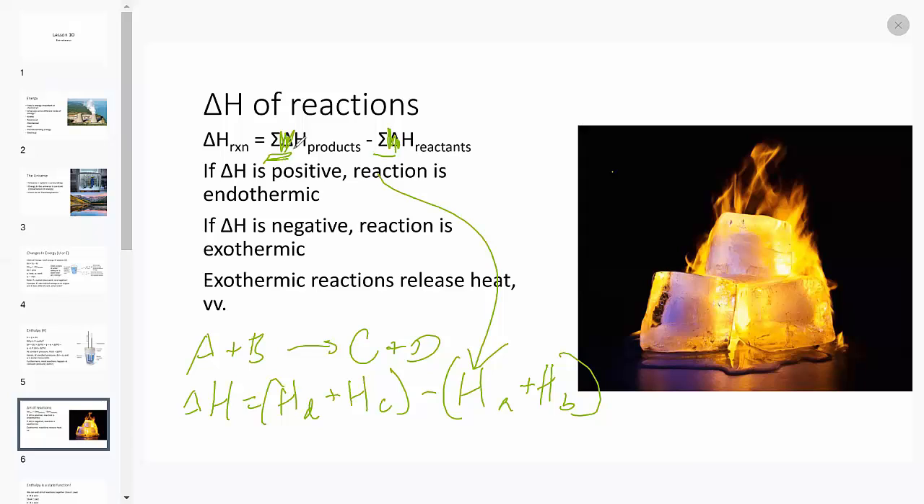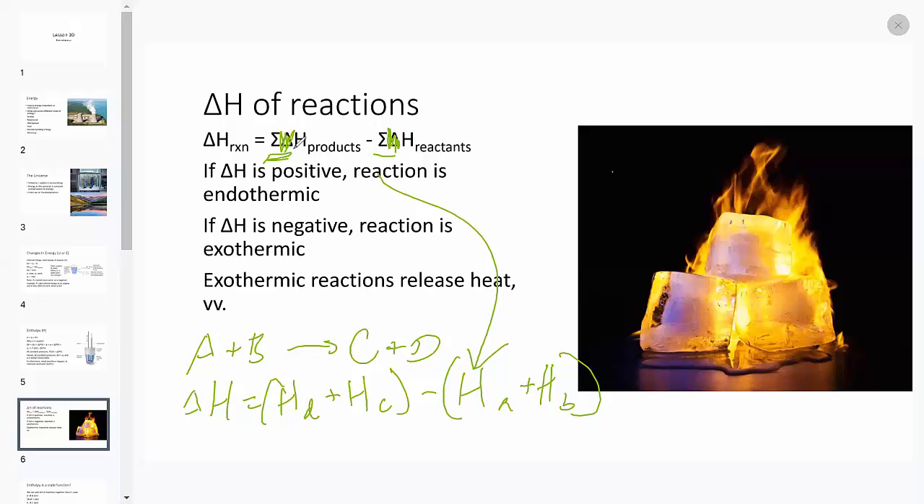So if delta H is positive, then the reaction is endothermic because the enthalpy is increasing, hence it's absorbing heat from the surroundings. Okay? If delta H is negative, the reaction is exothermic because enthalpy is being lowered, so we're releasing energy into the surroundings. So it's exothermic. So exothermic reactions release heat and vice versa.